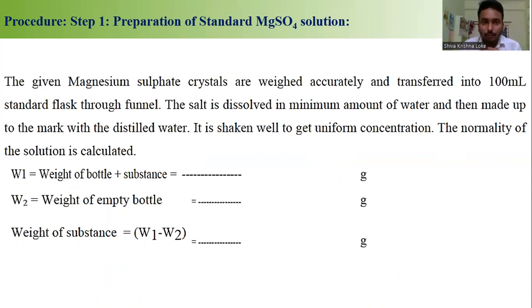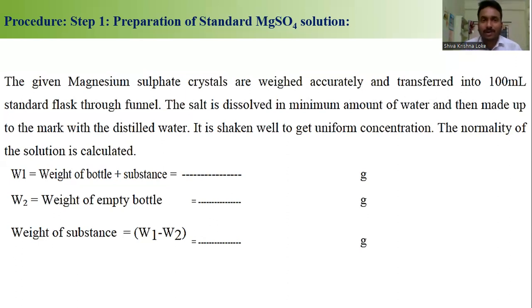For that, first of all, we have to weigh the sample plus bottle weight. We call it W1. So W1 is nothing but the weight of bottle plus substance. After transferring the substance to the given volumetric flask, we have to weigh the empty bottle weight, that is W2. If we do W1 minus W2, we'll get the substance weight, right? After getting the substance weight, we have to determine the normality of the MgSO4 solution.